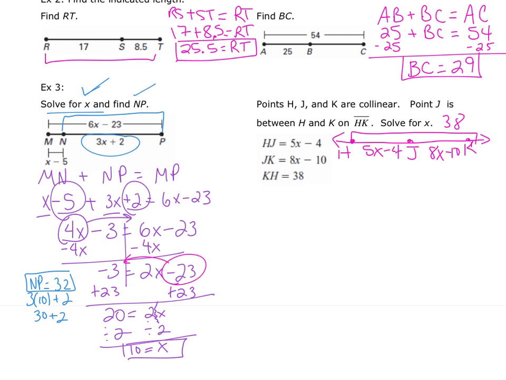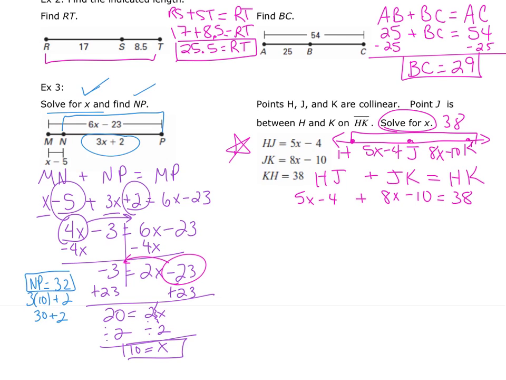So if you remember, we always want to set up what it looks like. We have HJ as the left segment, the right segment is JK, and that should equal the whole thing of HK. So I want you now to go through and find out what the solution is for x. You don't have to find anything else, just what the value of x is going to be.